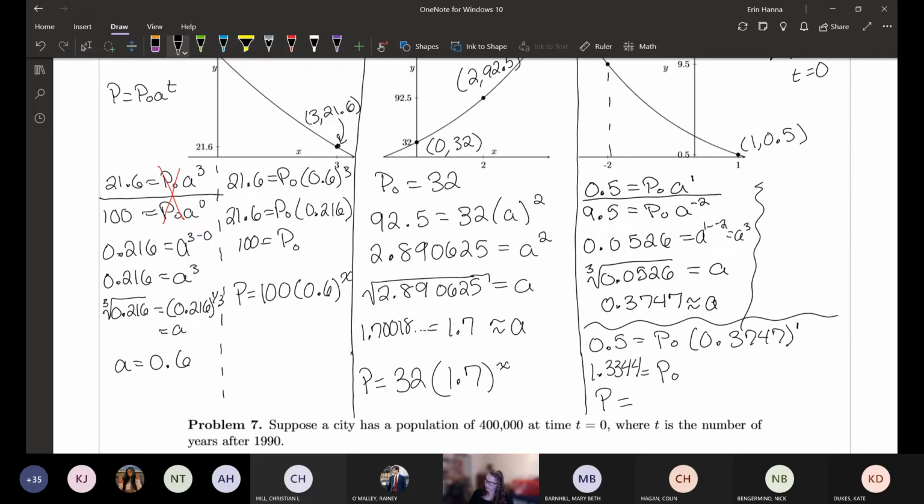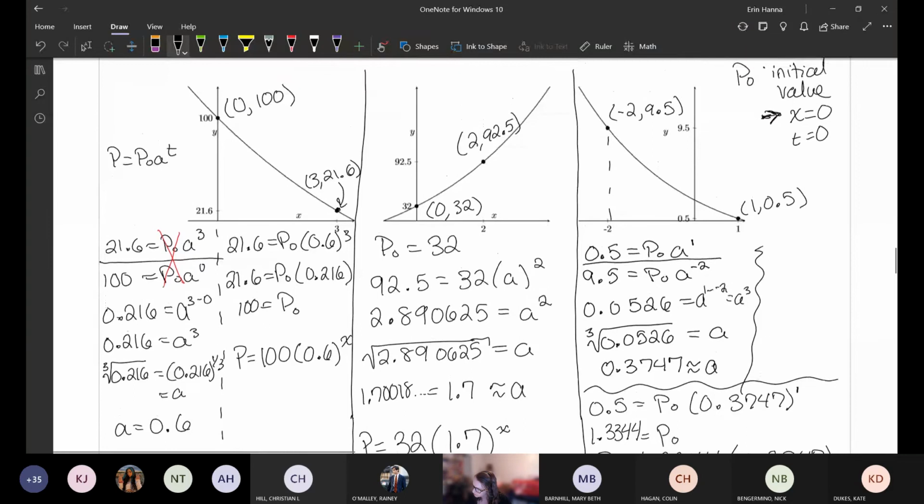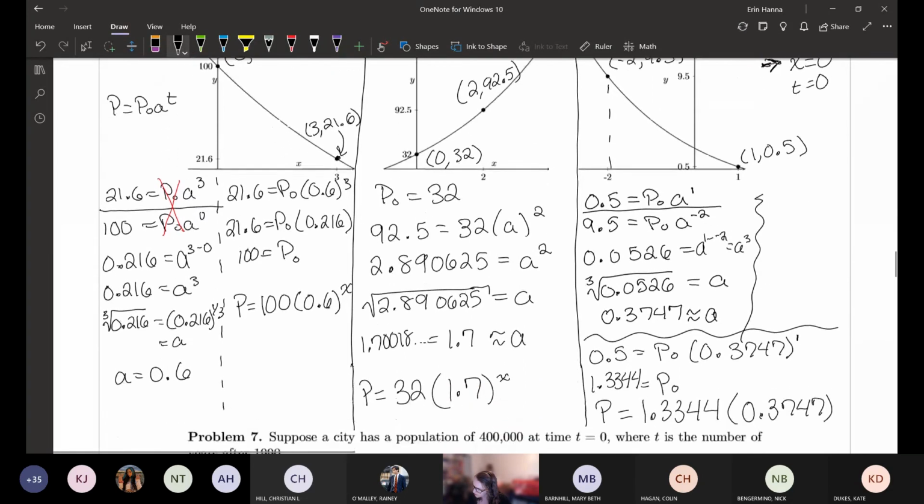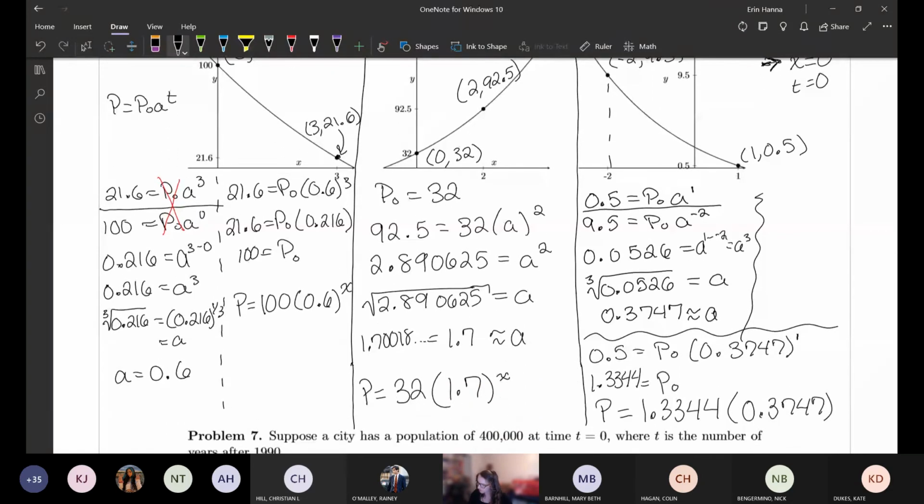and so your equation, I'm going to squeeze in here. This one was a long one, sorry. 1.3344 times 0.3747. That actually doesn't list the horizontal variable. I'm going to assume it was x again.